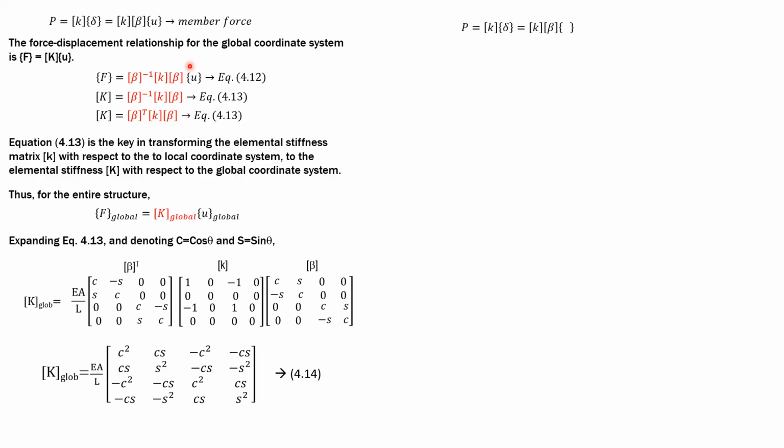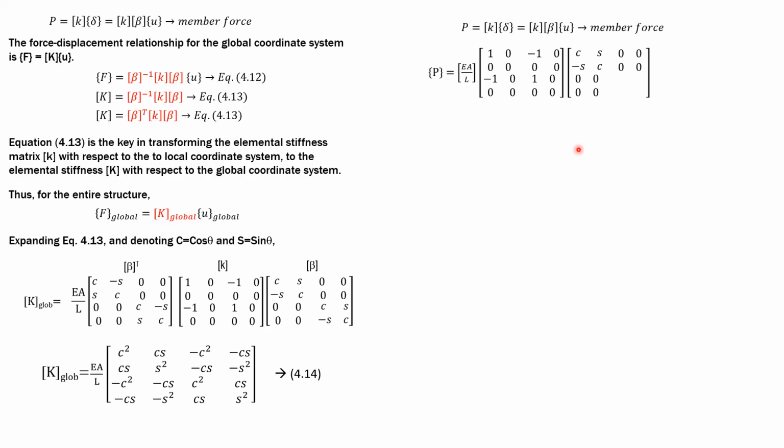So for the member force, P is K delta, or it is equal to the stiffness matrix K times beta matrix times U. So substituting the value of K, which is EA over L times this matrix here. Then the beta matrix, which is this. Then times the global displacement matrix. So that's the member force.